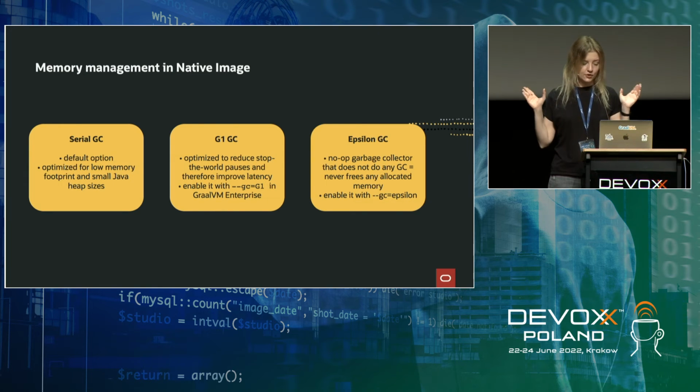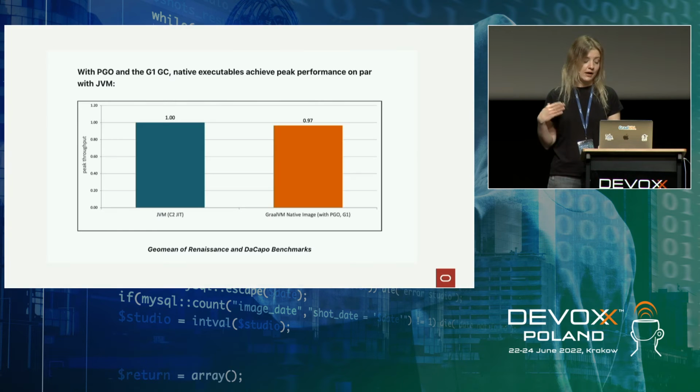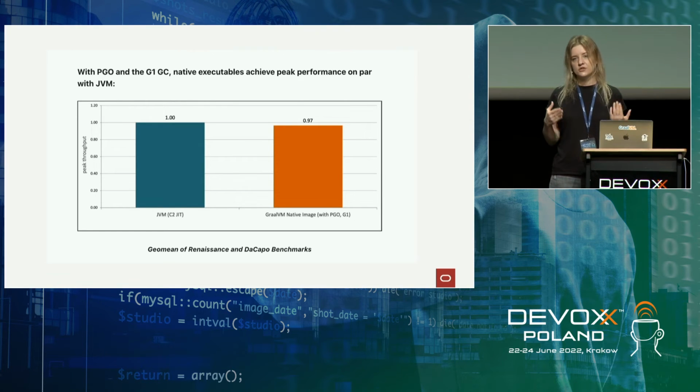So you do get those options, and by combining them, for example, if you're using PGO, so profile guided optimizations, and G1 GC to optimize for the best peak performance, you can get really close to the peak performance of running on HotSpot VM. So this was also a common question and request from the community. Native image is great for starting fast and memory usage, but what if I care most about peak performance? So what do I do in that case?